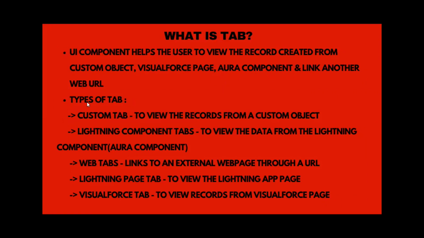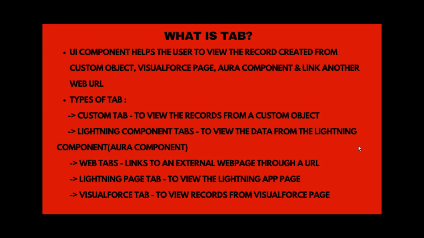So let's see what tabs we have here. Custom tab: as I said, if you want to view the records of the custom object, you have to create a custom tab. Lightning component tab: if I want to see any records from the Aura component, you use this one. Web tabs are for URLs. Lightning page tab is for a Lightning app page, which is nothing but a UI page, a home page for an app which you have created. Visualforce tab is nothing but our UI page, like HTML.